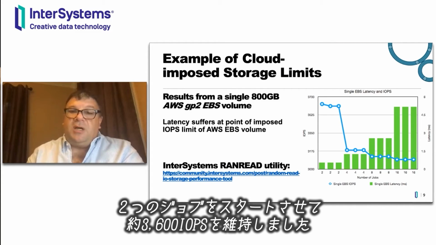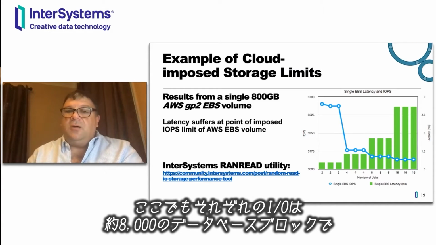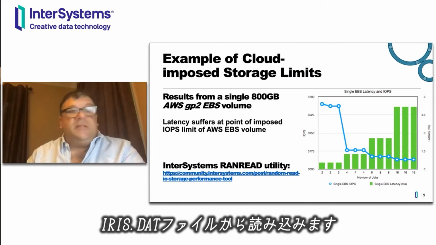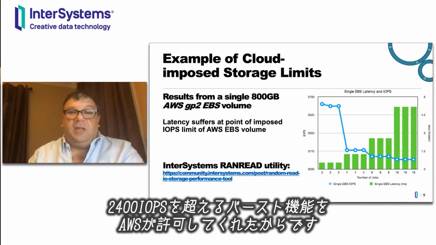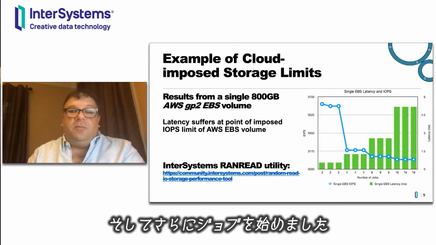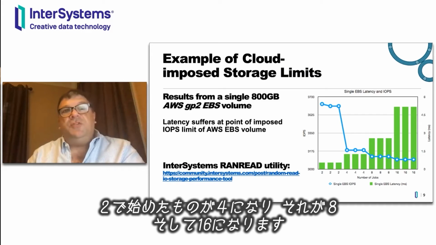I started at 2 jobs, and that sustained about 3,600 IOPS. And again, each IO here is an 8K database block read from the iris.dat file. And I'm able to achieve this because of the AWS allowing this bursting capability beyond the calculated 2,400 IOPS that I should have only been able to get using that same 3 IOPS per 1 gigabyte formula. And as I started more and more jobs, I started with 2, went to 4, 8, and then 16.